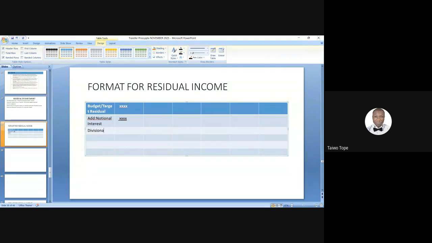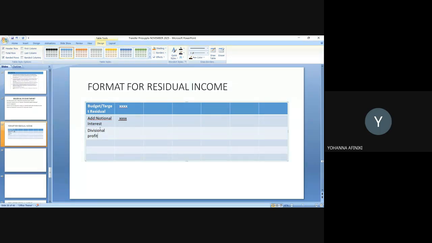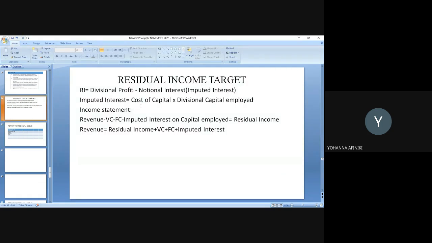Excuse me, sir. You say cost of capital is capital. You said notional interest is cost of capital multiplied by capital employed, is divided by... This is it. Imputed interest or notional interest is cost of capital multiplied by divisional capital employed.